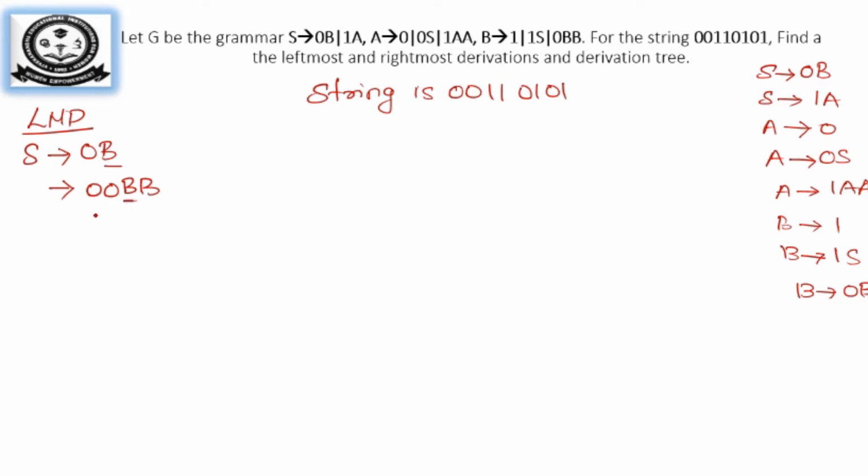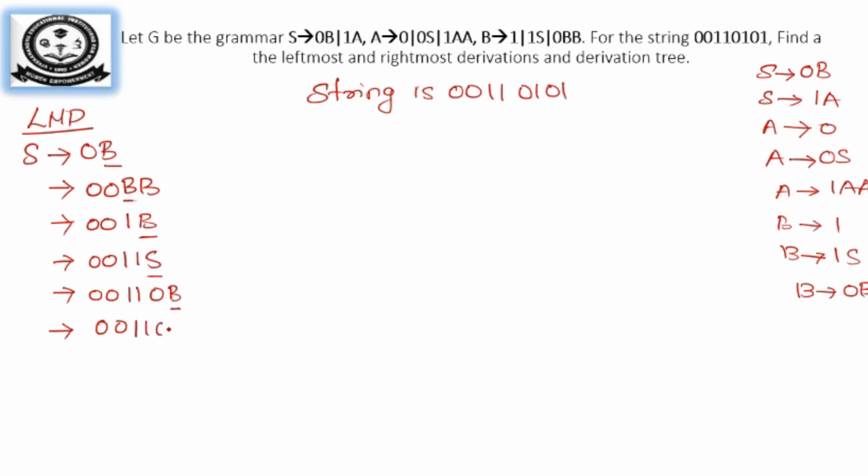So let me clear this first B alone. So I will substitute 1B. Okay. Then for this B, I can substitute 1S. So 11S. Now for S, I can substitute 0B. You can see the rule. Okay, 0B. Again, for this B, I need 1. So you can see I can substitute either 1S. Okay, so I will substitute 1S because I need 1 over here.